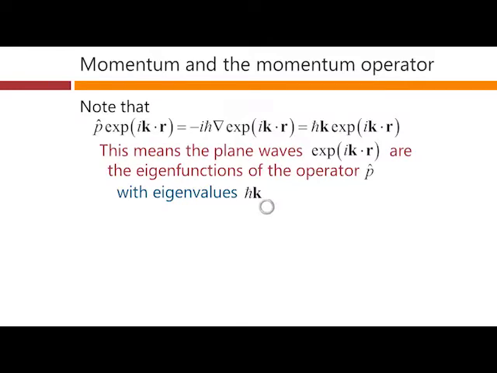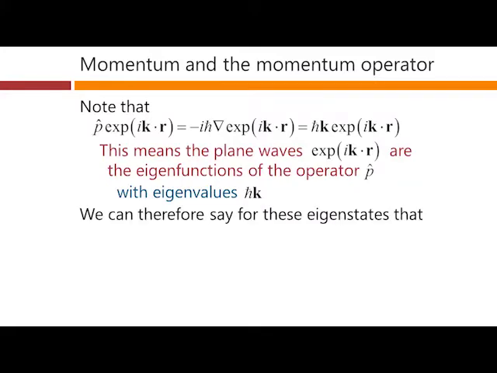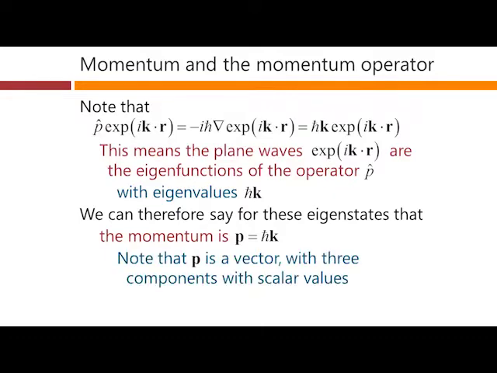As I said, these are vectors in this case, but it's still the same basic idea. We can therefore say for these eigenstates that the momentum is h bar k. That's the eigenvalue of the momentum in this state. It's a perfectly well-defined value, a vector value, when we have this kind of state and we operate with P. Note that P here is a vector, with three components with different scalar values, and it's not an operator. This P is not an operator. It's just a vector, which we can say is momentum if we happen to be in this particular kind of state, e to the i k dot r.